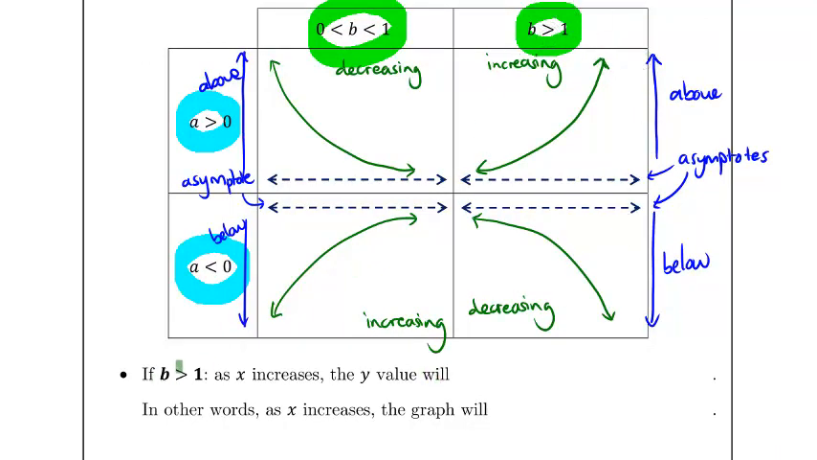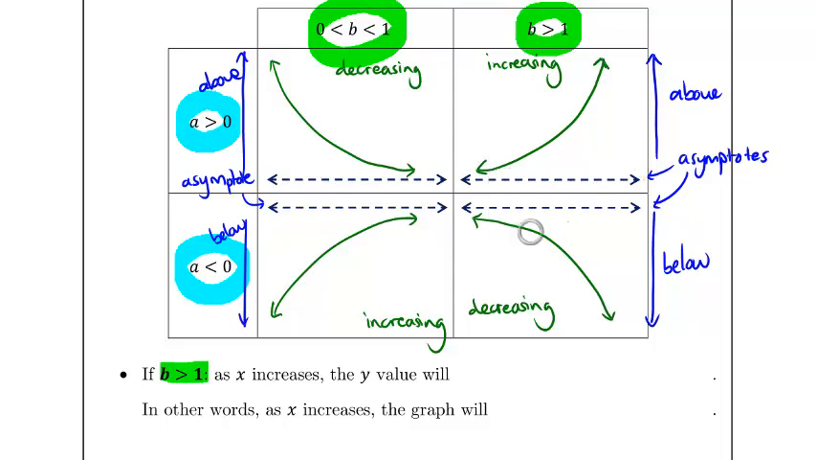When b is greater than 1, please notice something. As x increases, what does the y value do for both of these graphs when b is greater than 1? In other words, irrespective of whether a is positive or negative, what is the same about these two graphs when it comes to the y values? Well, let me remind you about this first, guys.